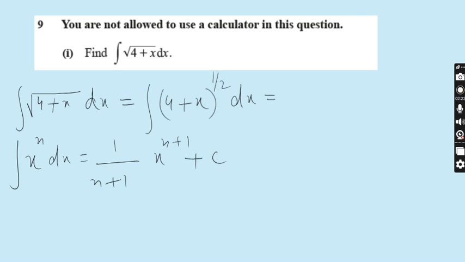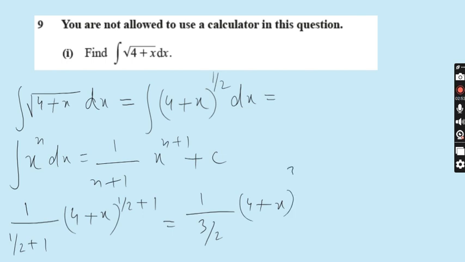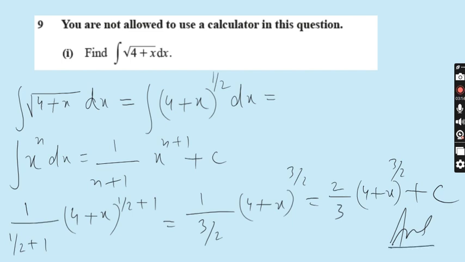The derivative of x is 1, so we can apply this formula because the derivative of 4 plus x is also 1. According to this formula, integration is 1 upon n plus 1, and here n is 1 upon 2, so 1 upon 2 plus 1, which is 3 upon 2. 1 upon 3 upon 2 is 2 upon 3. Don't forget to put the constant c in your last step, because these are indefinite integrals, meaning integration without limits. So the answer of part 1 is 2 upon 3, 4 plus x power 3 upon 2, plus c.